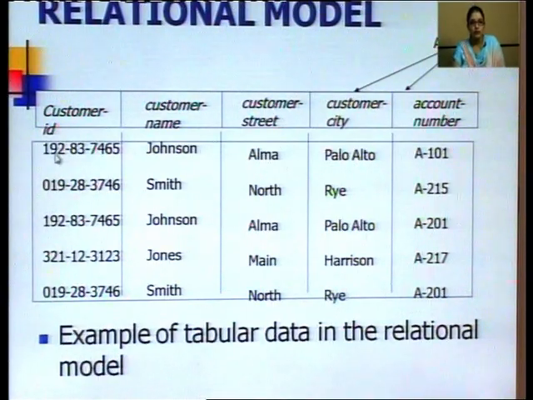A single row of the table is known as a tuple or a record. And the number of attributes in a table forms the degree of a table. Degree of a table means how many attributes are there in the table.